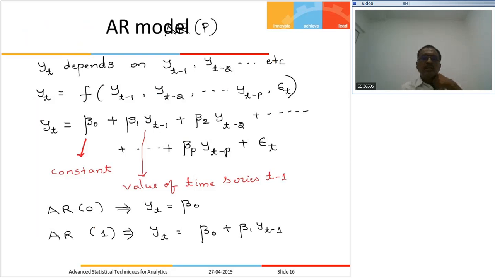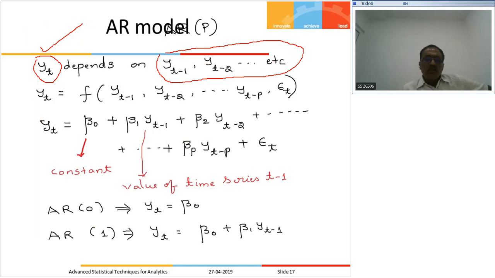So what does this auto-regressive model say, what does it contain, and what are the parameters particularly? Suppose the assumption is that yt depends on yt minus 1, yt minus 2, and so on. That is, yt is a function of t minus 1, t minus 2, up to t minus p, with some error. That is what we have seen in the moving average model, the simple moving average model or the weighted moving average model.